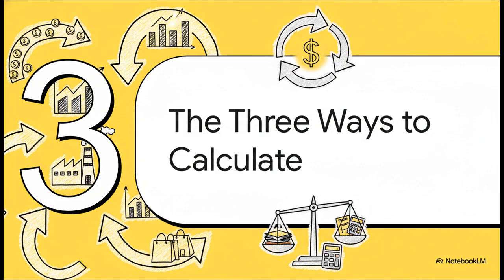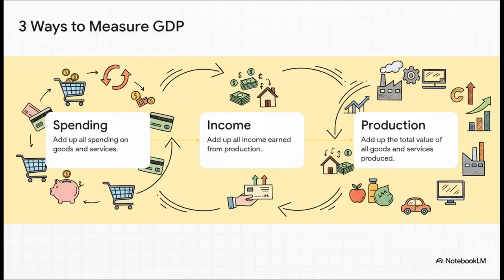So we know the rules, but how do economists actually do the math? Well, what's really cool is that there are actually 3 different ways to go about it. And in theory, all 3 should get you to the exact same number. You can add up all the spending on stuff, or you can add up all the income people earned from making that stuff, or you can add up the total value of the stuff itself. And that makes sense, right? Every dollar you spend becomes a dollar of income for someone else.